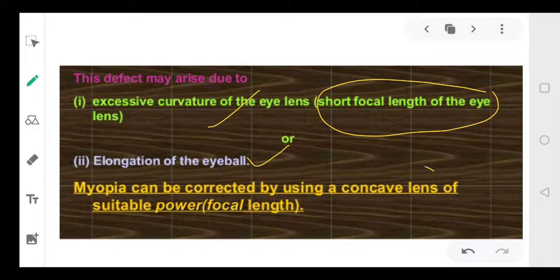This defect can easily be corrected if we use spectacles made of concave lens. So in case of myopia we use concave lens so that this defect can be corrected. Is a concave lens converging or diverging? A concave lens is a diverging lens, and its focal length is negative.